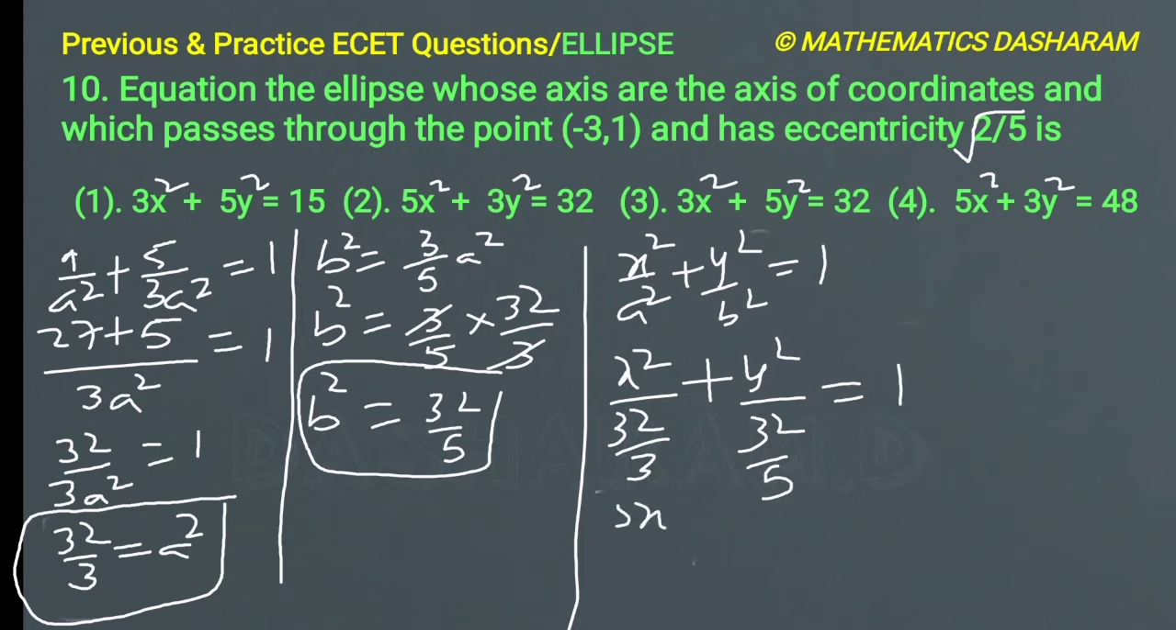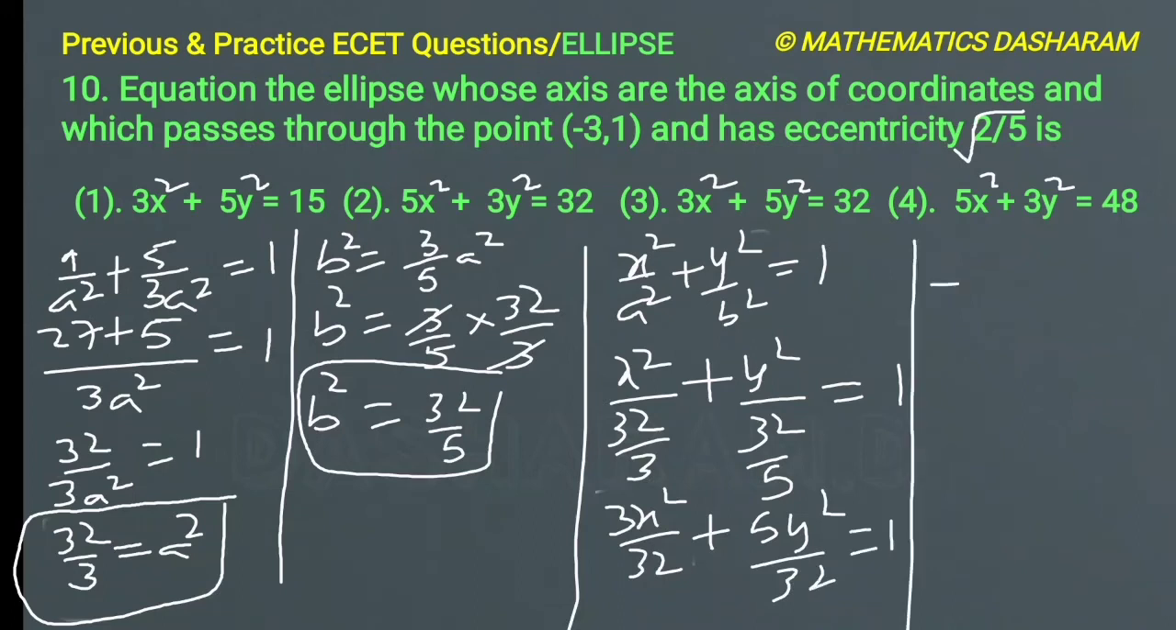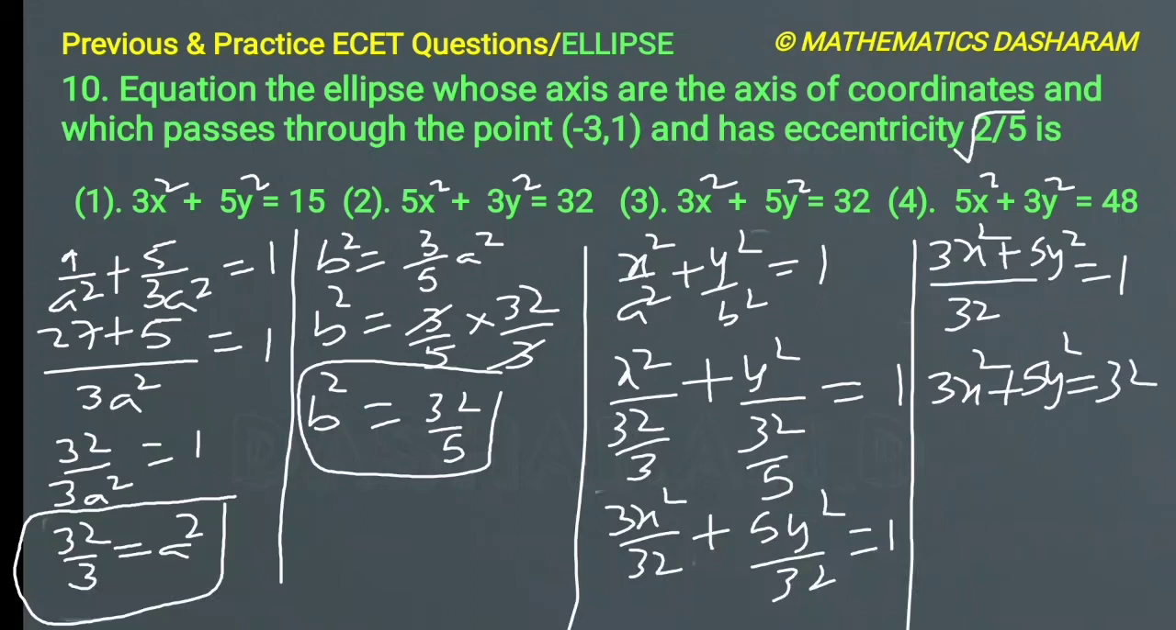Then 3x square by 32, 5y square by 32 equals to 1. Here denominators are same, 32. Here 3x square plus 5y square equals to 1. So then finally our required answer is 3x square plus 5y square equals to 32. Then option 3 is correct.